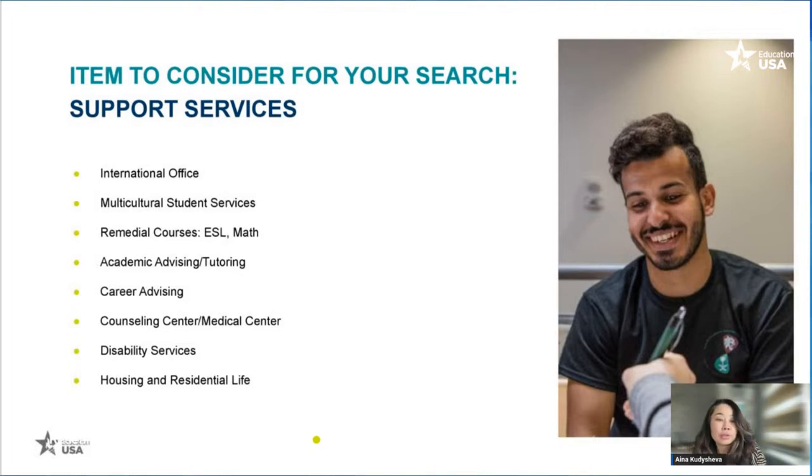The next thing is housing or residential life. You should consider if your university gives you an opportunity to live in a dormitory. For example, some universities provide dorms only for first or second year students. Some universities provide dorms even for fourth year students, all 4 years of your studies. Some universities require you to live on campus for the first year. Some universities don't. Some universities or community colleges don't have housing or residential dorms on their campuses at all. So these things are very crucial for you to consider during your search.